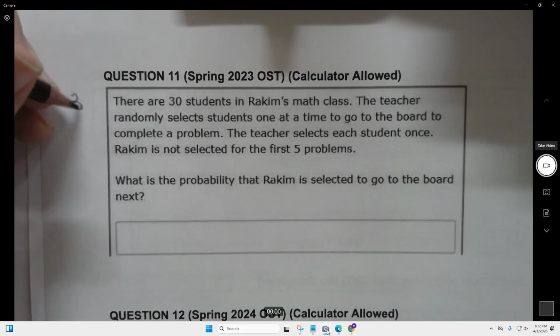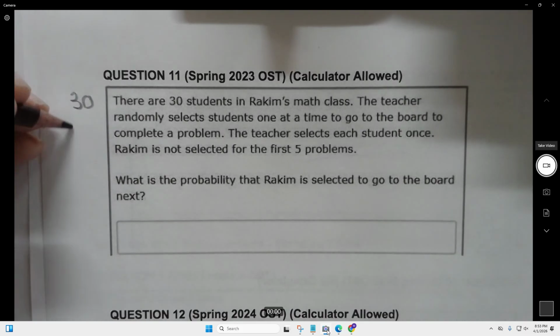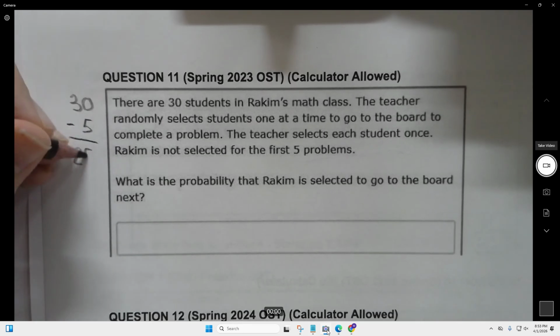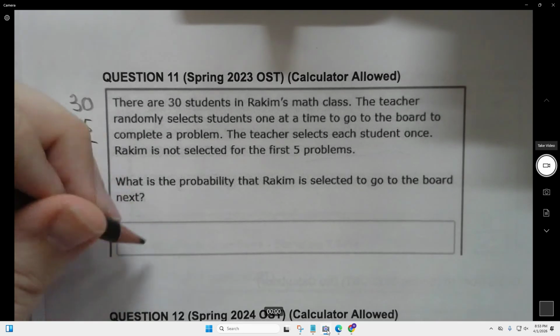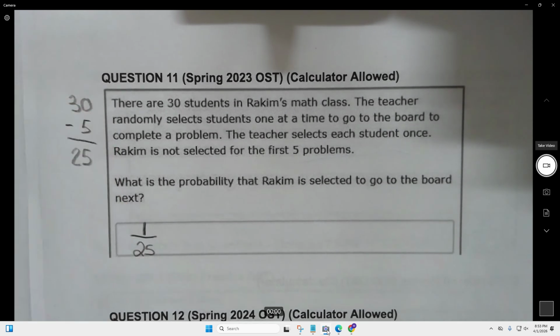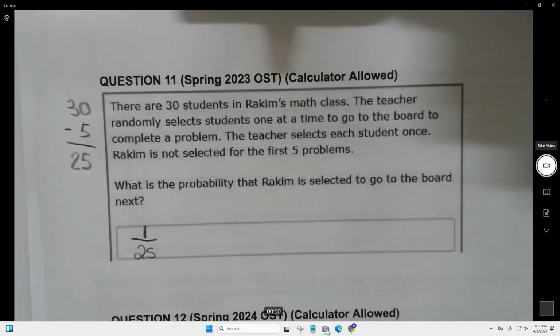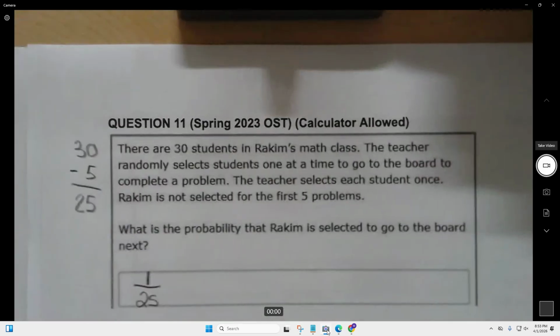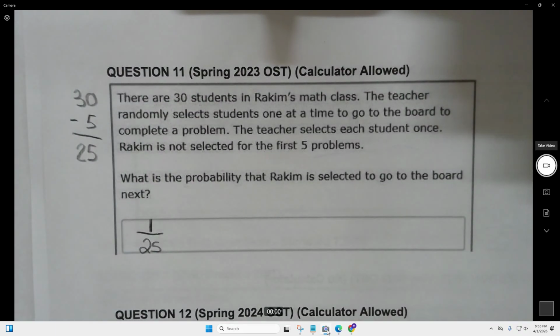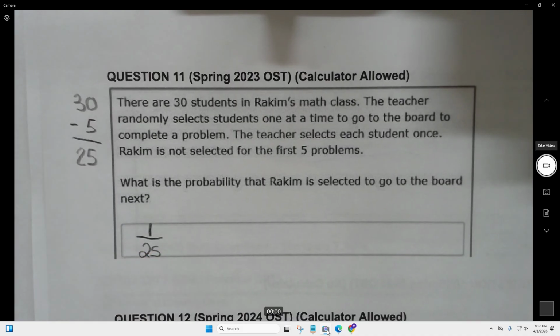So there are 30 students. 5 people have already been chosen. That leaves 25 people left. So out of the 25 remaining people, Rockham represents one of them. So it is a 1 out of 25 shot. Again, the number of possible winning options out of the total number of options.